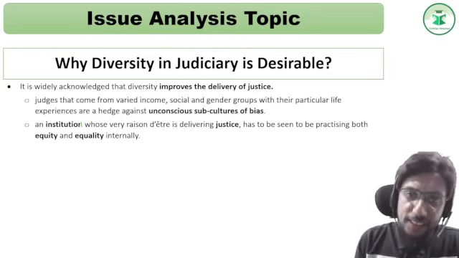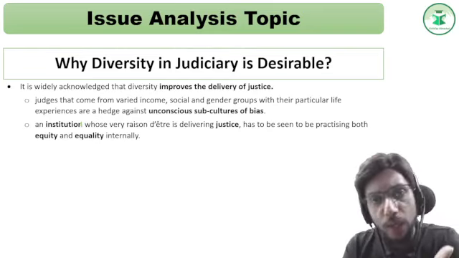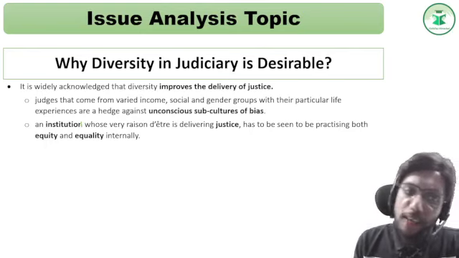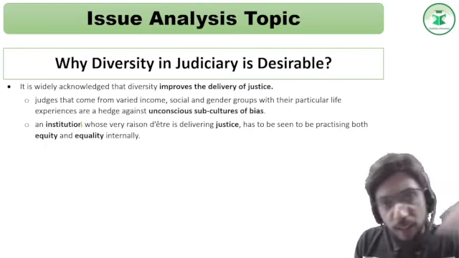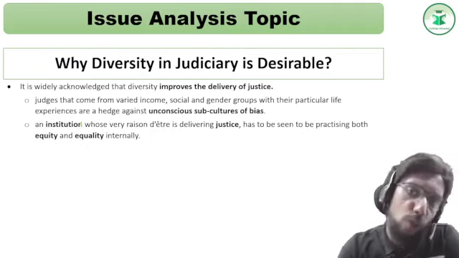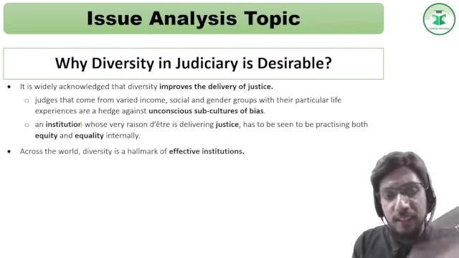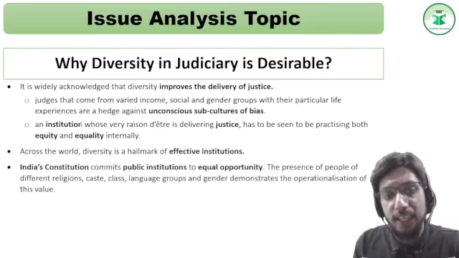So the idea is that the judiciary is basically an organization which is focused on equity and equality. If the judiciary itself does not have equity and equality within the ranks of judges, then how can the judiciary promote equity and equality in the larger society? They must first promote equity and equality within themselves, which will help them become an effective organization.